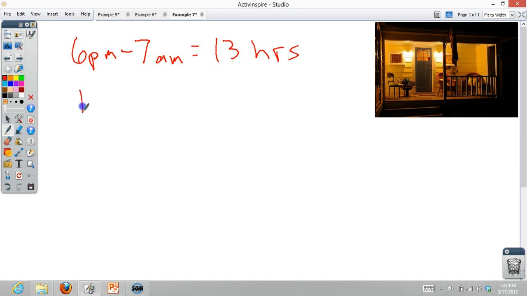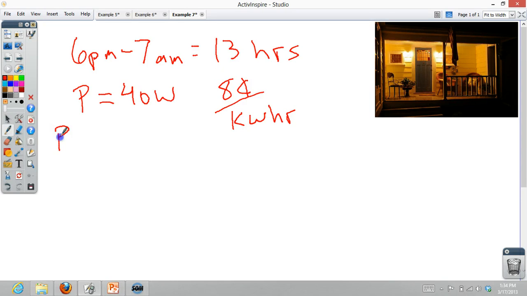The other thing they tell us is the power here is about 40 watts for that light bulb, and that the cost for the electricity is 8 cents per kilowatt hour. And notice that the kilowatt hour is not kilowatt per hour, but it's a kilowatt times an hour. The first thing we need to do is convert our power from watts to kilowatts. So when you deal with money and electricity, we want everything in kilowatts. So we're going to divide this by 1,000 watts in a kilowatt. So 40 divided by 1,000 will be 0.04 kilowatts.